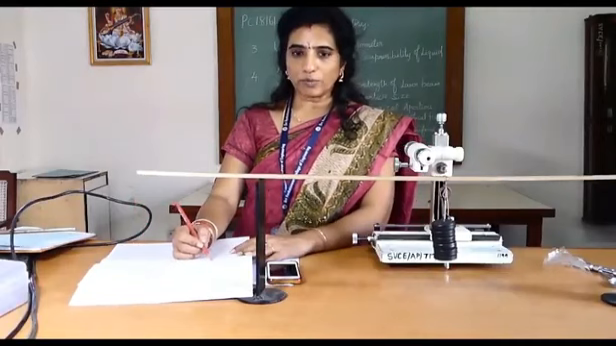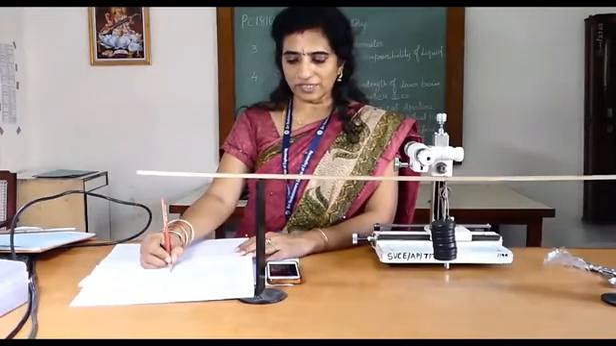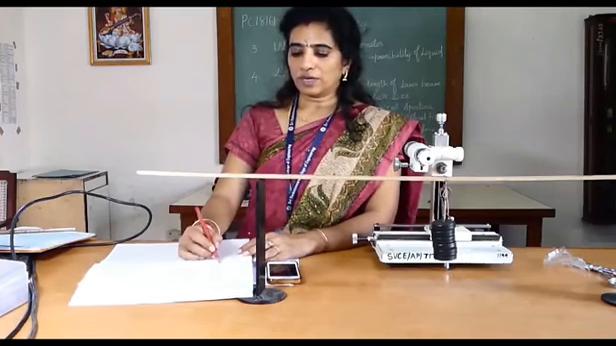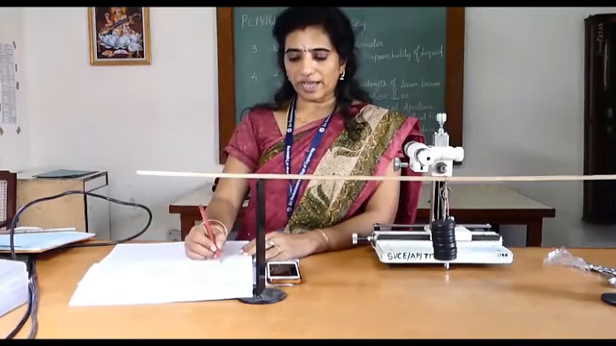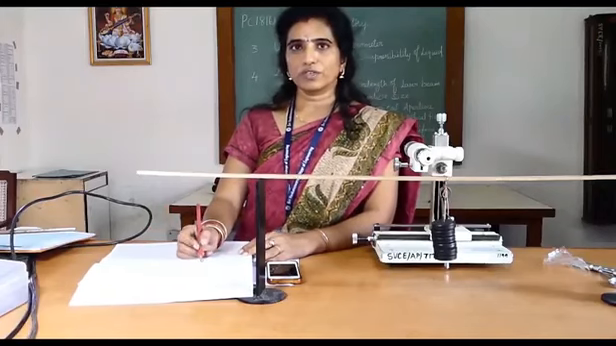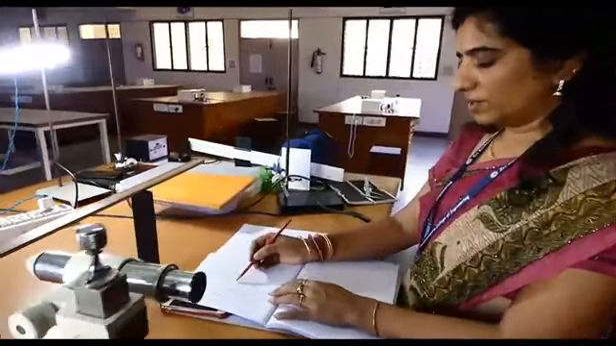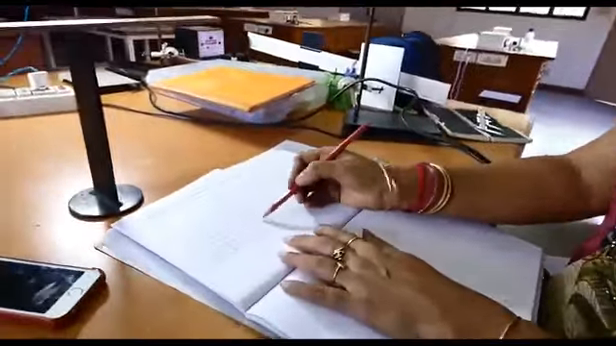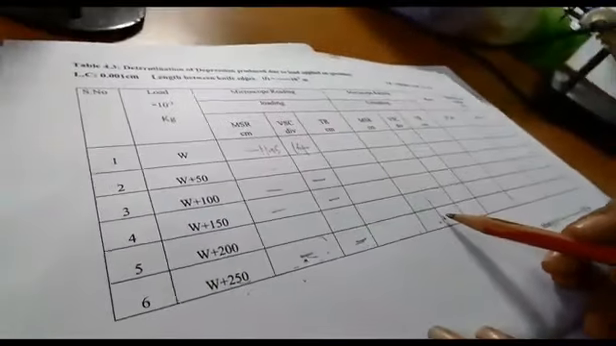So for loading, W plus 250 is the final reading. For unloading, W plus 250 is the first reading. Therefore, this reading alone you can copy here. So the unloading first reading is W plus 250. For loading, the last reading is W plus 250. Therefore, that reading alone copy in this. By adding load, every time 50 grams, you have to tabulate the readings in this MSR and VC. So in loading, W plus 250 is the final reading, and in unloading, W plus 250 is the first reading.